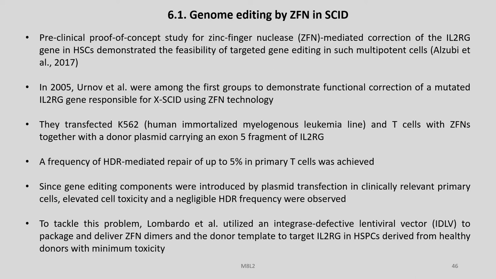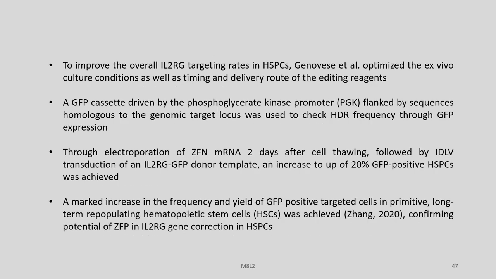To tackle this problem, Lombardo et al. utilized an integrase defective lentiviral vector to package and deliver ZFN dimers and a donor template to target IL2RG in HSPCs derived from healthy donors with minimum toxicity. To improve the overall IL2RG targeting rates in HSPCs, Genovese et al. optimized the ex vivo culture conditions as well as timing and delivery route of the editing reagents. A GFP cassette driven by the phosphoglycerate kinase promoter flanked by sequences homologous to the genomic target locus was used to check HDR frequency through GFP expression.